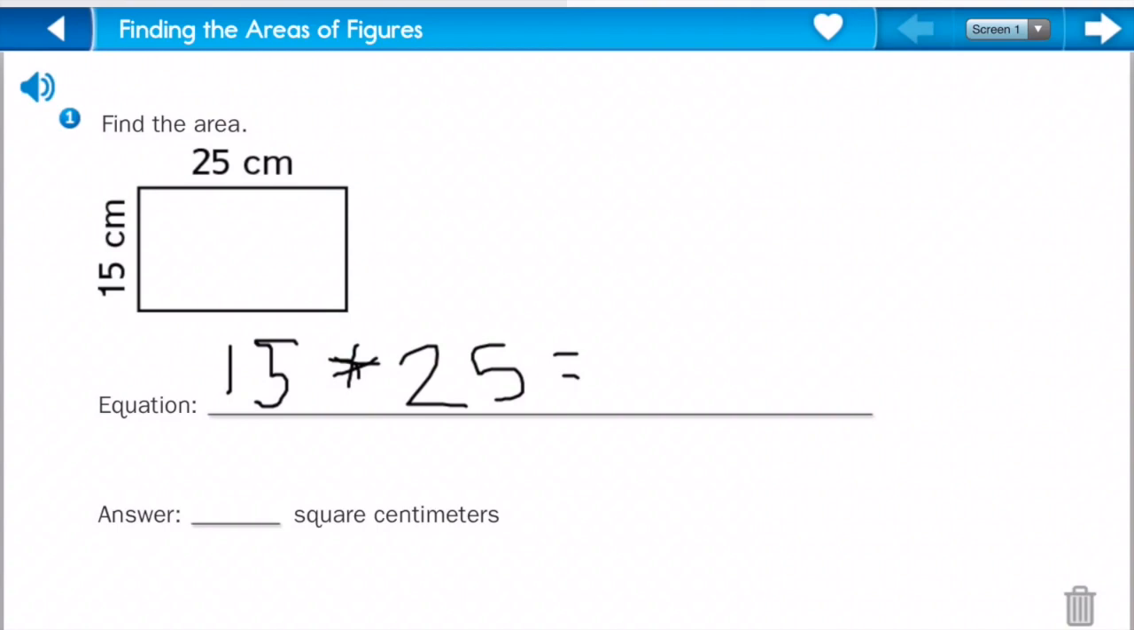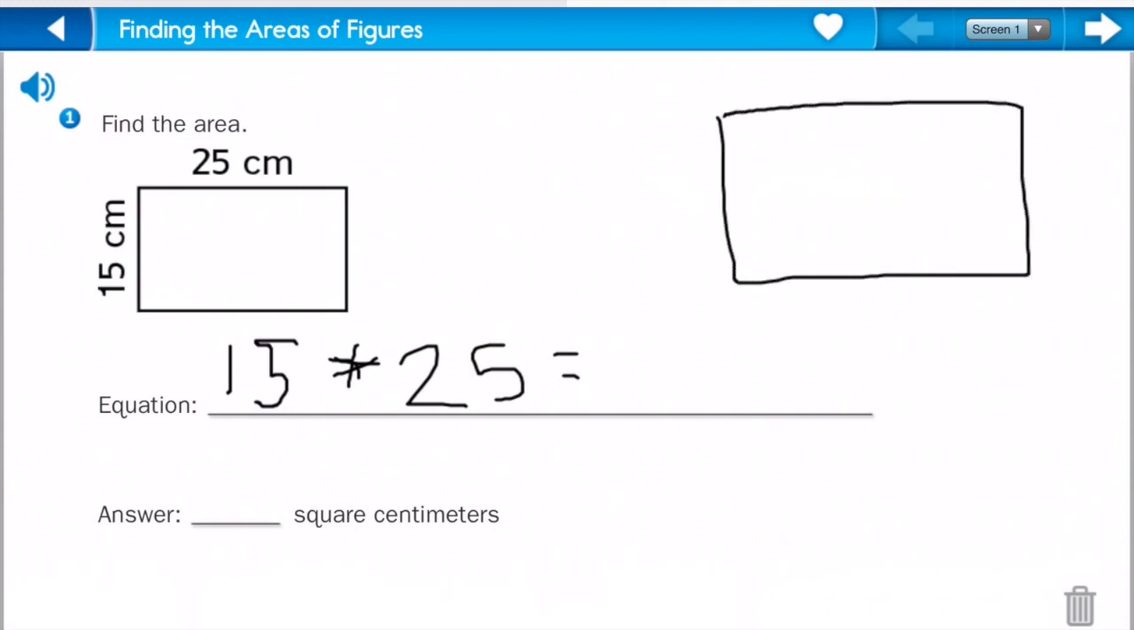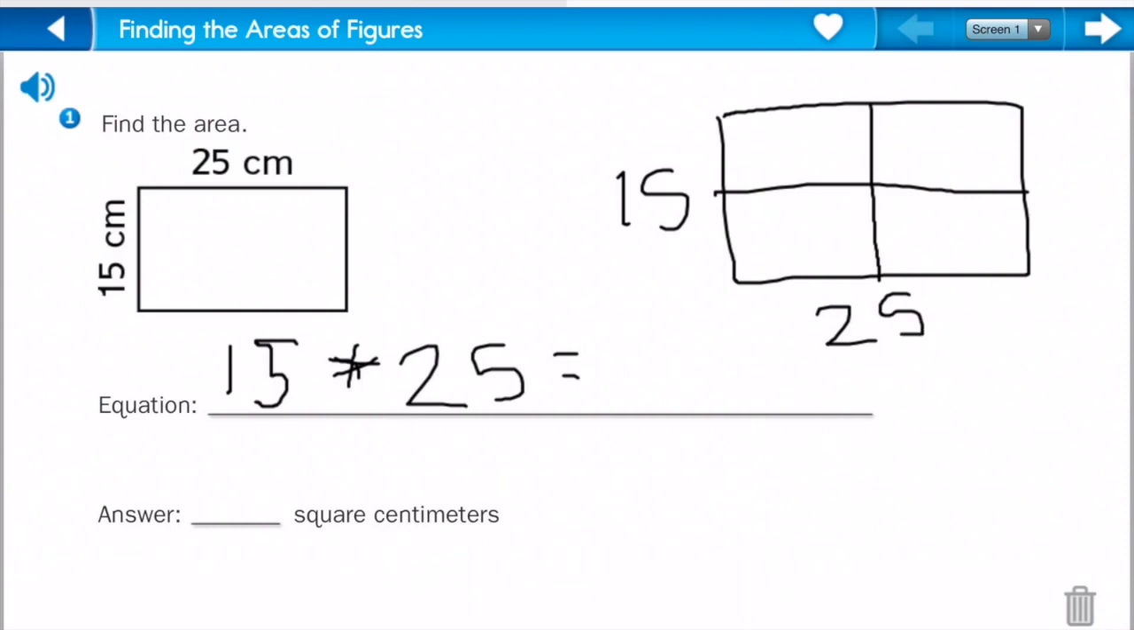So let's draw a square. Let's draw a box. Divide it up. 15 times 25. So we break that up: 2 groups of 10, 5 ones. 1 group of 10 and 5 ones.